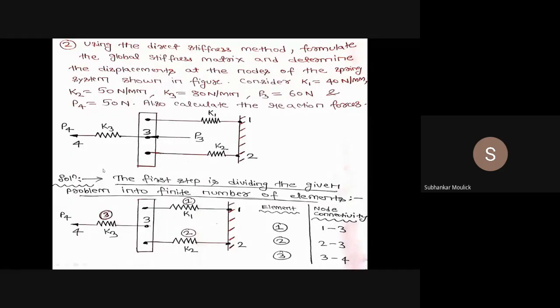Let us read the problem. The problem tells you that using the direct stiffness method, formulate the global stiffness matrix and determine the displacement at nodes of the spring system shown in the figure. Consider spring constant K1 equal to 40 Newton per millimeter, K2 is 50 Newton per millimeter, K3 is 80 Newton per millimeter, and point load acting at the third and the fourth nodal point, that is P3 is 60 Newton and P4 is 50 Newton. Also calculate the reaction forces.